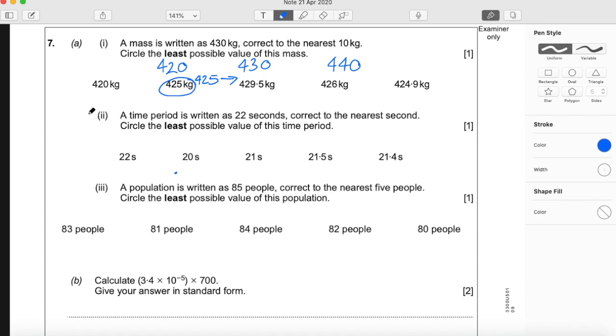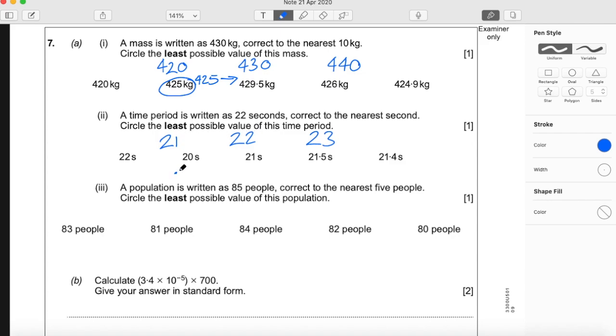Part 2 of question 7. A time period is written as 22 seconds, correct to the nearest second. So we'd be counting up 1, 2, 3, 4, 5 seconds, etc. all the way up to 21, 22, 23 seconds, and again possibly onwards after that. Circle the least possible value of this time period.